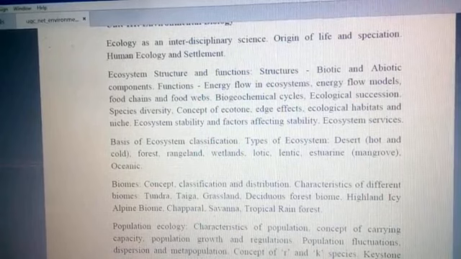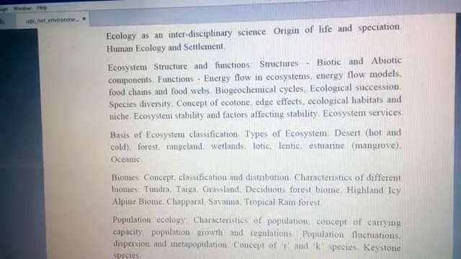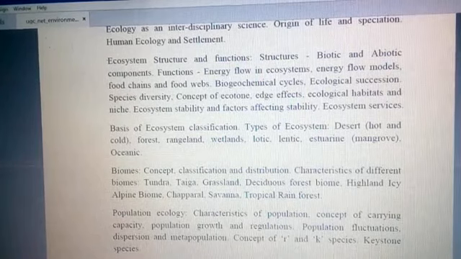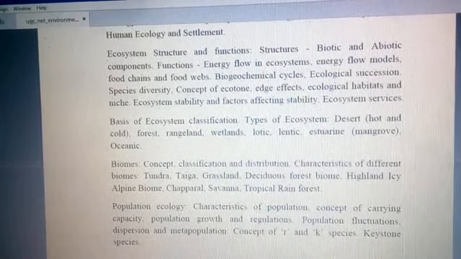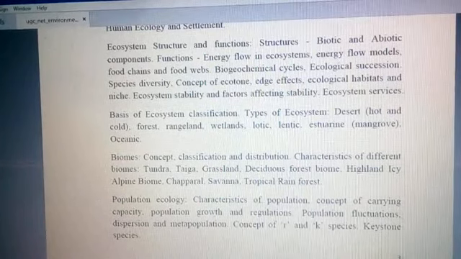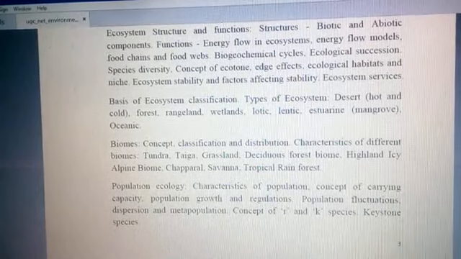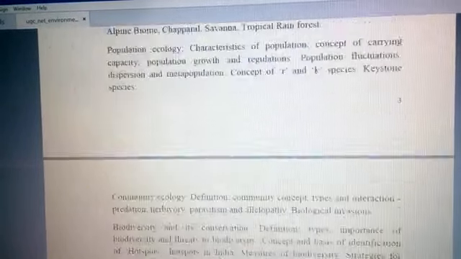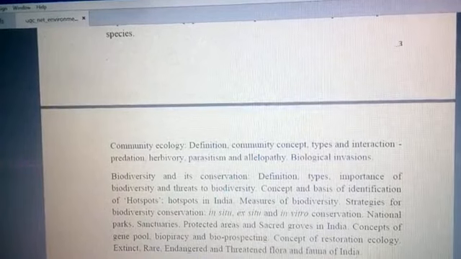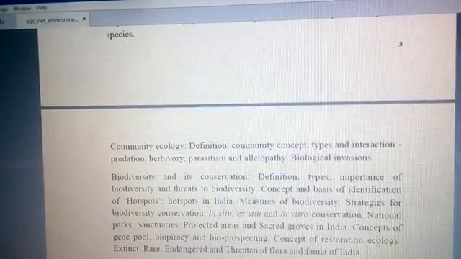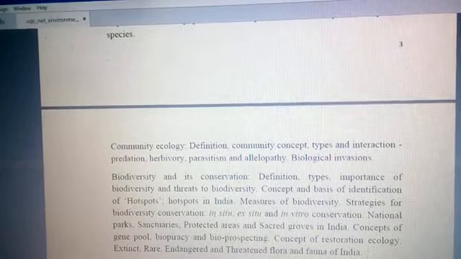And the next is the population ecology: characteristics of population, concept of carrying capacity, population growth and regulations, population fluctuation, dispersion, rate of population, concept of r and K, r-selected and K-selected species, keystone species. And the next is the community ecology: definition of the community concept, types and interaction, predation, herbivory, parasitism, and allelopathy, and the biological invasions of the various species.